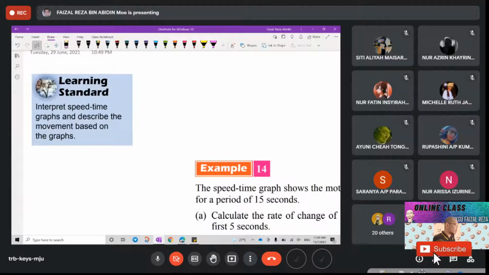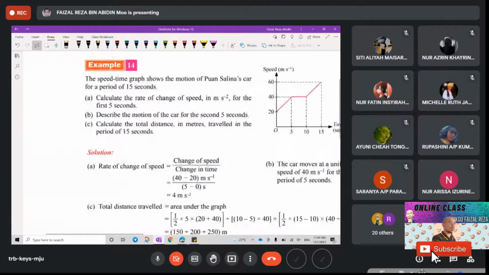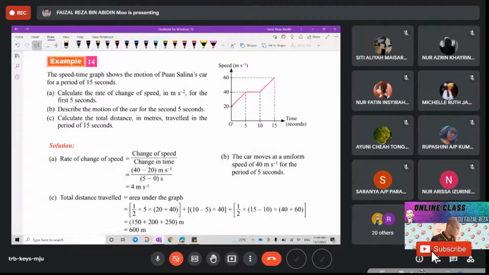You can open to your textbook page 200. So for this one we are looking straight away to example 14, page 201. The speed time graph shows the motion of one cylinder car for a period of 15 seconds. Calculate the rate of change of speed, in meter per second, for the first 5 seconds.